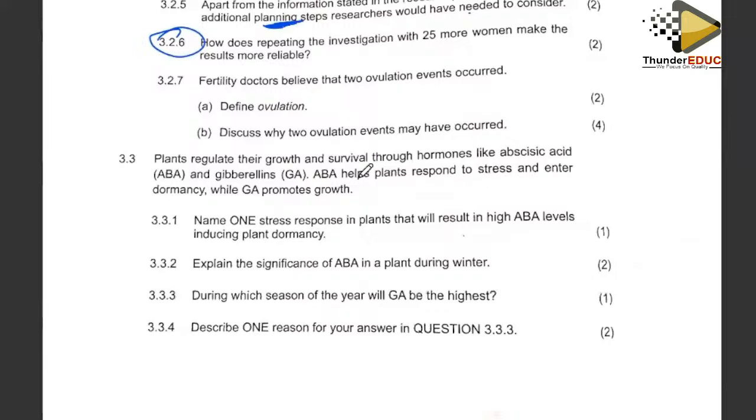Plants regulate their hormones and survival through hormones like abscisic acid and gibberellins. Abscisic acid helps plants to respond to stress and enter dormancy, while GA promotes growth. Okay.